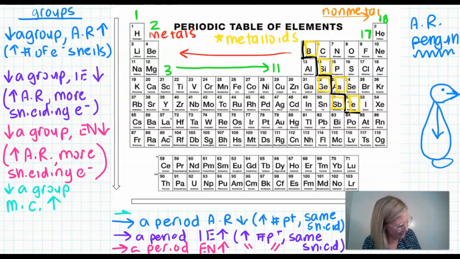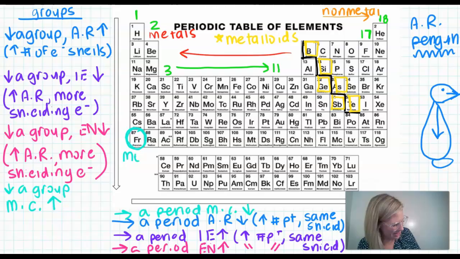Going across a period, metallic character is going to decrease, which means that our most metallic element on all of the periodic table falls right here in this corner. Francium is the most metallic of all of our elements. And that, my friends, is the periodic table.